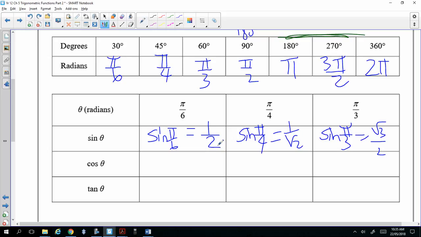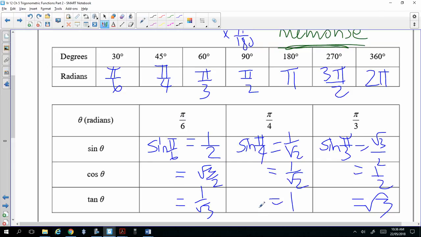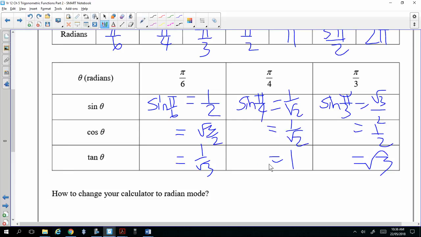I won't write this down, or you can just remember the order from the table. So that will be root 3 on 2, 1 on root 2, half, and then you get, what's the next one? 1 on root 3, 1 and root 3. Okay, so remember this. Alright, write them down. Okay, good. Once you do this, you need to know how to change your calculator to radian mode.